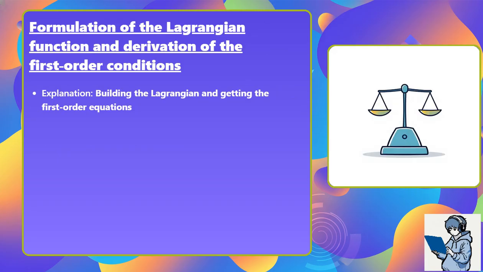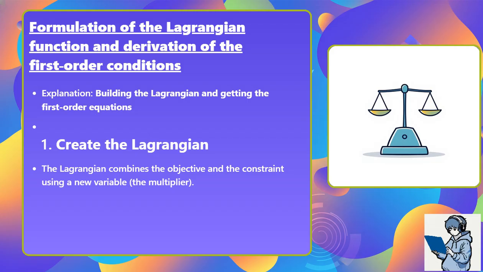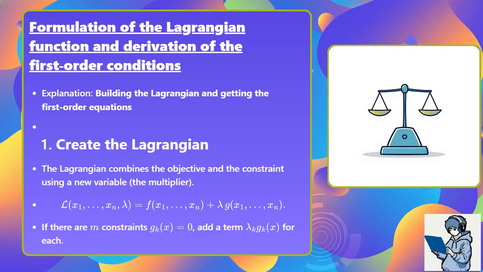Explanation: building the Lagrangian and getting the first-order equations. 1. Create the Lagrangian. The Lagrangian combines the objective and the constraint using a new variable, the multiplier. L(x1, ..., xn, lambda) = f(x1, ..., xn) + lambda g(x1, ..., xn). If there are m constraints g_k(x) = 0, add a term lambda_k g_k(x) for each.